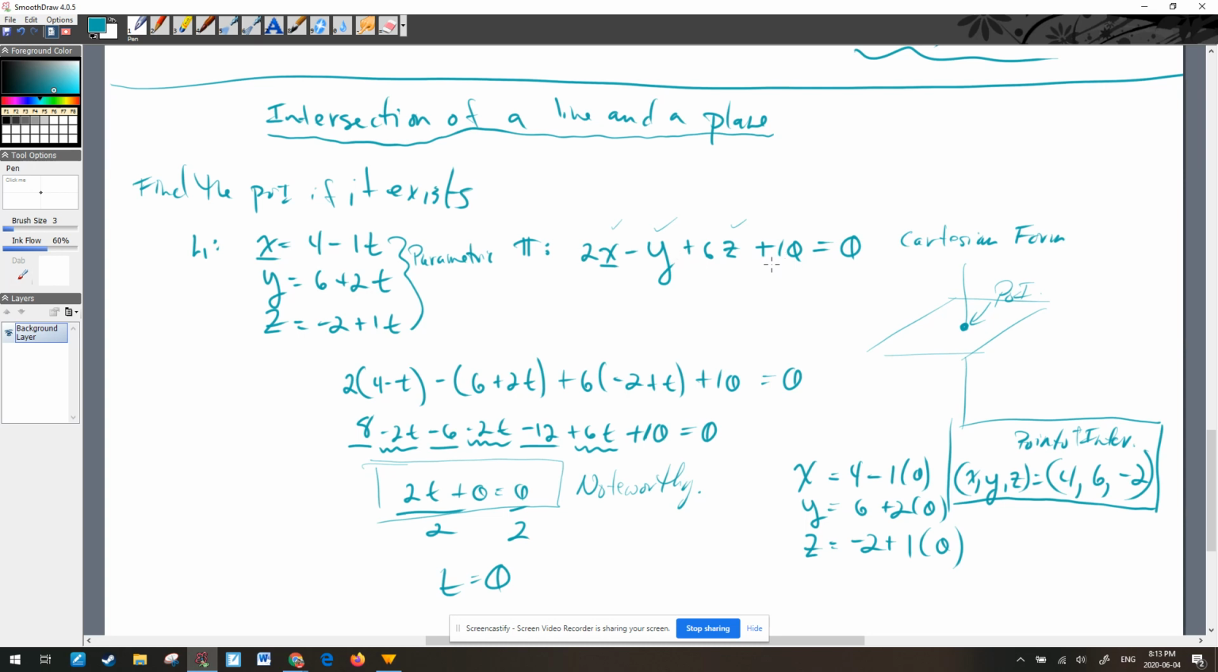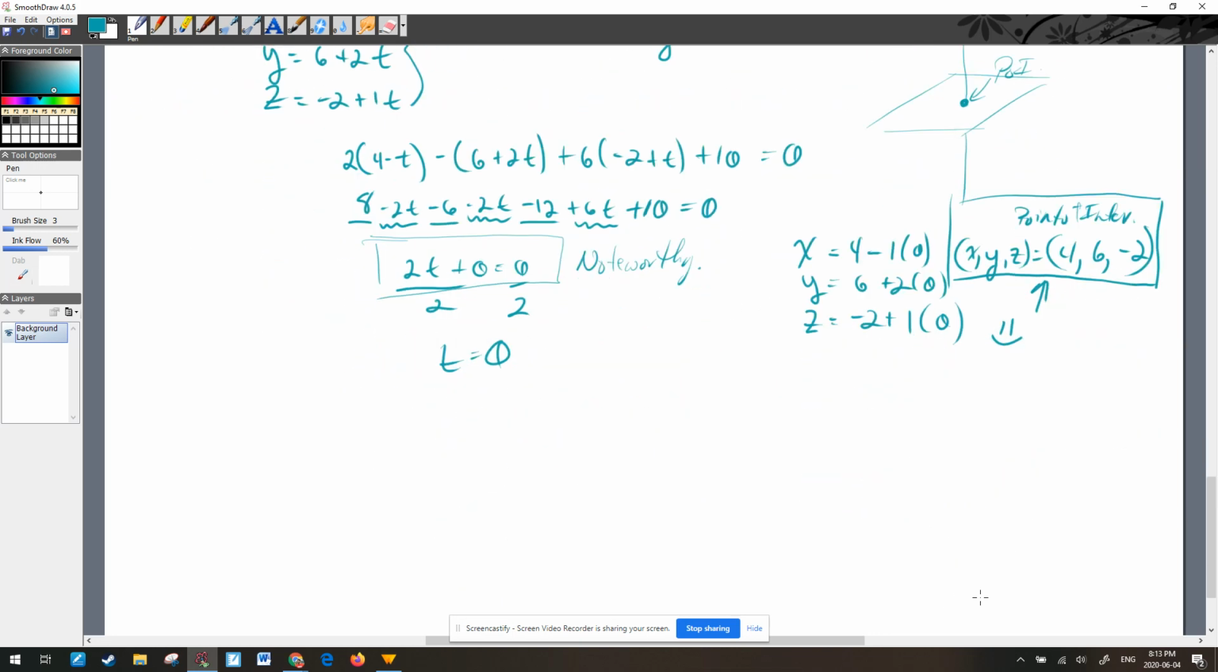Negative 10 plus 10 is 0. 0 equals 0. Woot, it's on the plane. So we found that, in fact, the line and the plane intersect at this point right here, right? So we are happy about that. Now, back to our noteworthy line, okay?